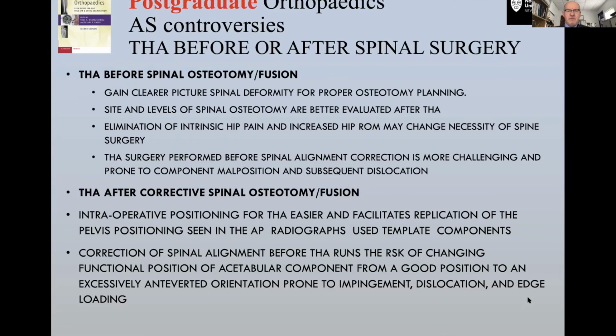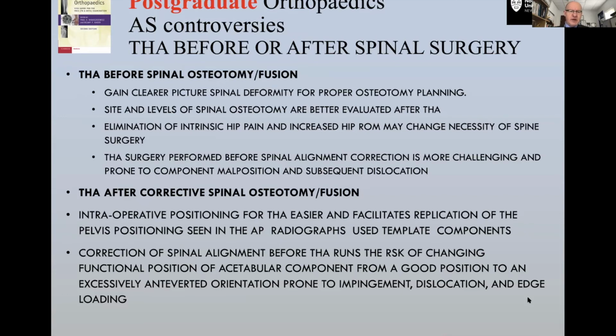If you do the total hip arthroplasty before spinal osteotomy and fusion, your spinal surgeon will be very happy because they gain a clearer picture of the spinal deformity for proper osteotomy planning. The site and levels of spinal osteotomy are better evaluated. And the elimination of intrinsic hip pain and increased hip range of movement may make the necessity of spinal surgery obsolete. As a hip surgeon, it's more challenging and more difficult before spinal alignment correction. And the hip is prone to component malalignment and malpositioning, and there's an increased risk of dislocation.